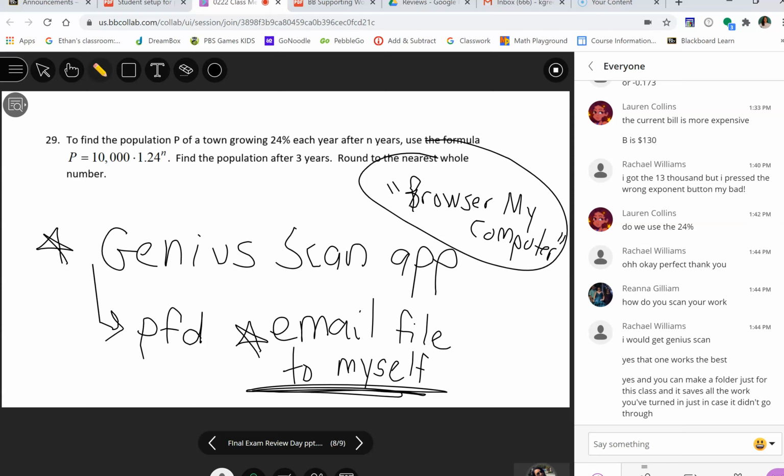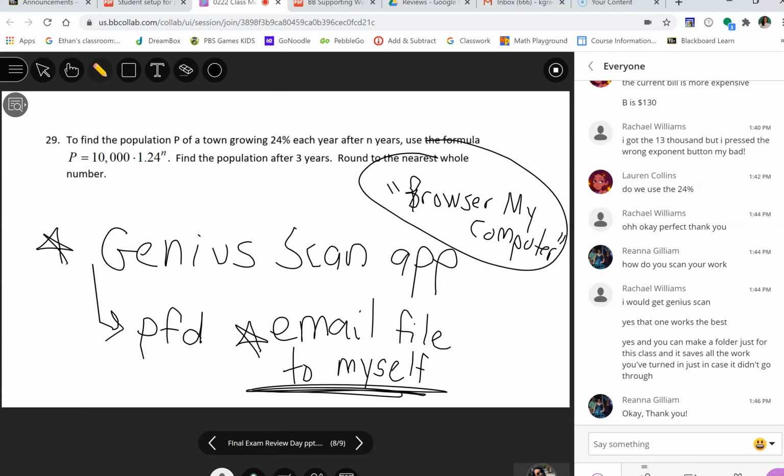Rachel says, yeah, you can make a folder just for this class and automatically save it in that folder. And just heads up, y'all, I will be in every single breakout room and in the main room. So if you're having technical issues at all during the test, I'm there. You can type in the chat. I wouldn't unmute yourself because you might disturb other people testing, but type in the chat and just say, I need help. I can move you to the main room and we can talk.